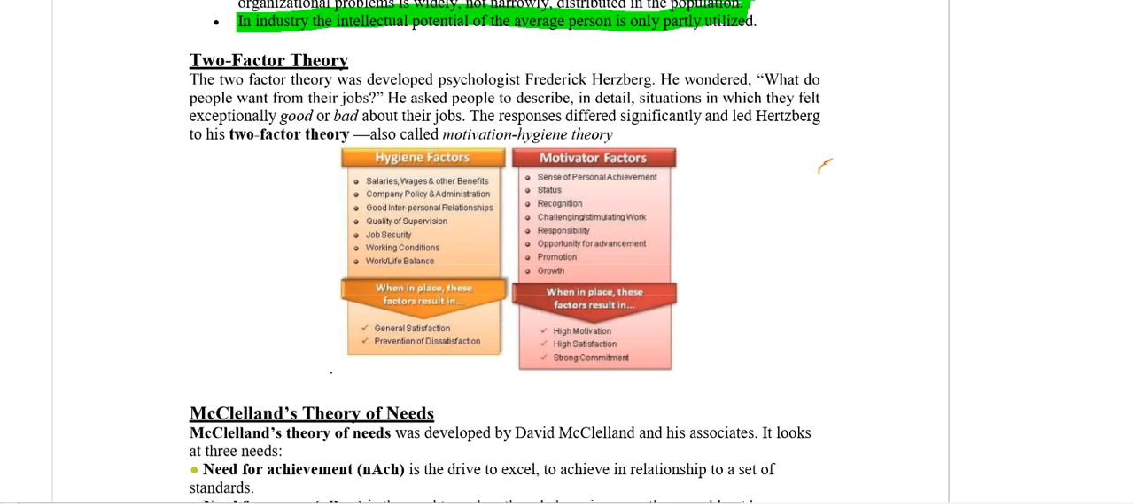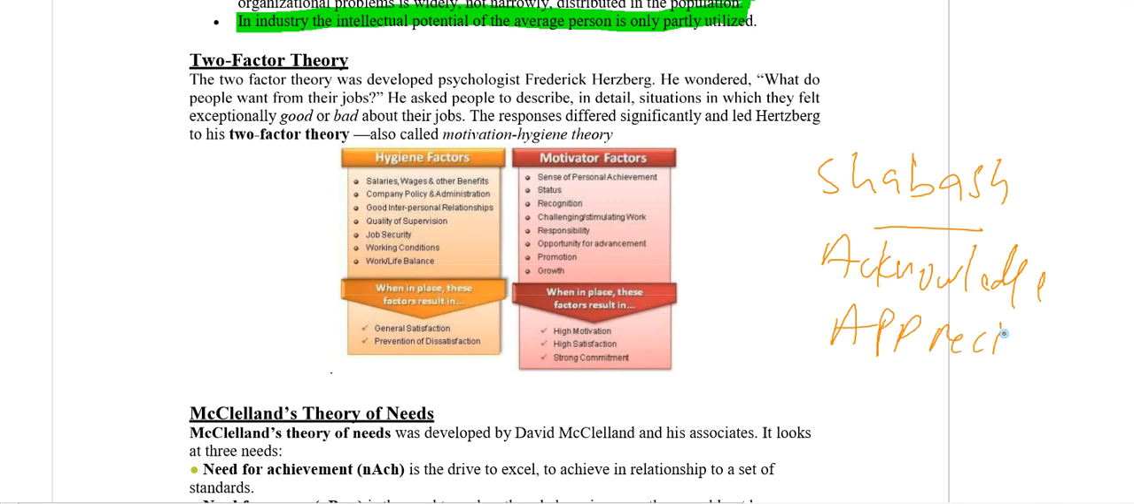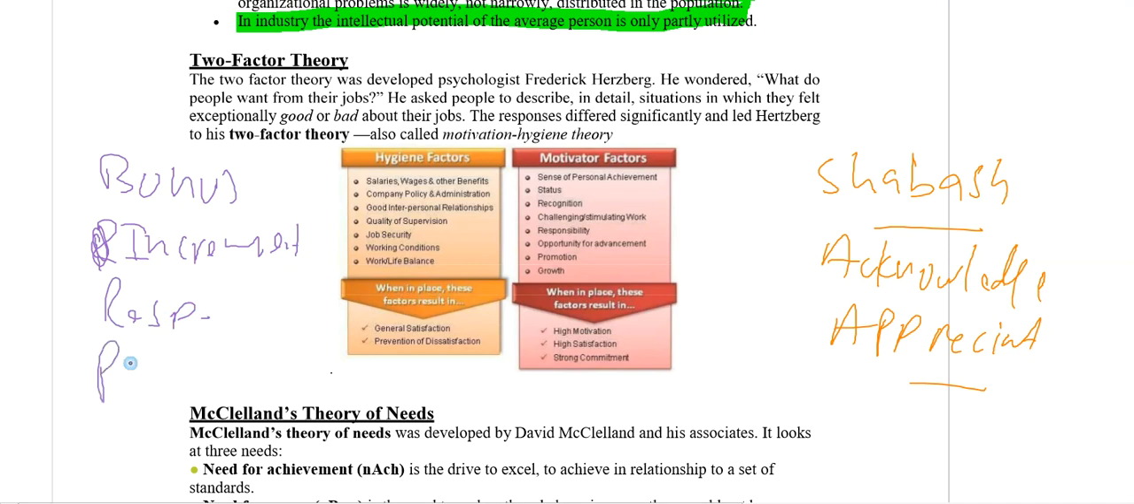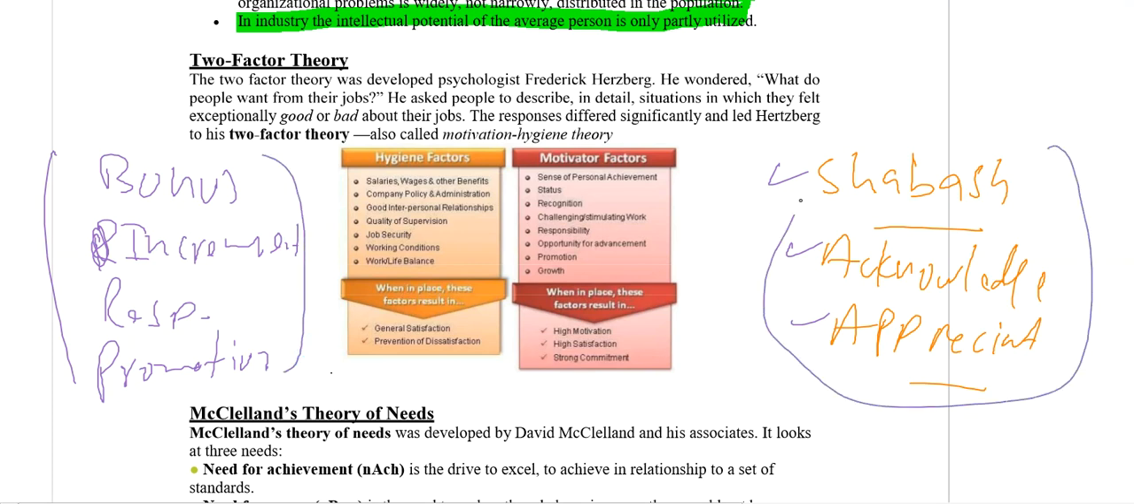Sometimes we give shabash to our employees. We acknowledge, we appreciate, and sometimes along with the shabash, we give them some bonus, we give them some increment, we give them some more responsibilities, we give them promotion. So these are two different ways to motivate. Number one, only shabash, acknowledgement, appreciation, just clap and make them happy. But here we give some bonuses and some increments, some material benefits. So these are two factors of motivation.